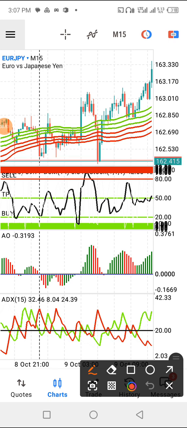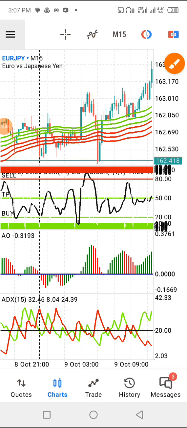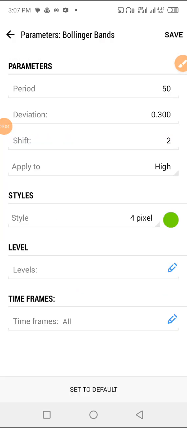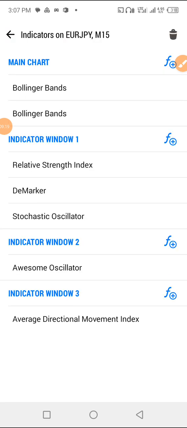So now to add these indicators, click on this icon here. When you click on that icon, it will take you to the indicator window home. Please pay attention. The Bollinger Band has a period of 50. Deviation should be 0.300. Shift should be 3. Then apply to high. The color for the bullish one is green. Is that clear? No level. Then you click on save.